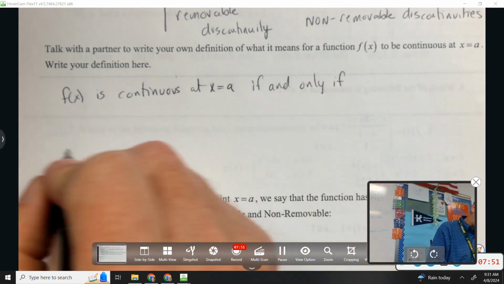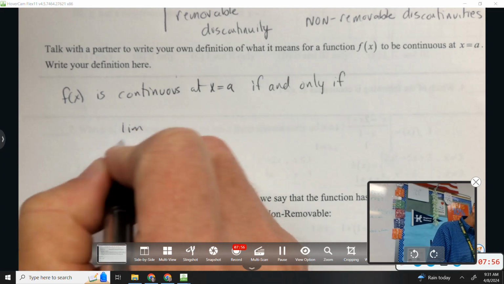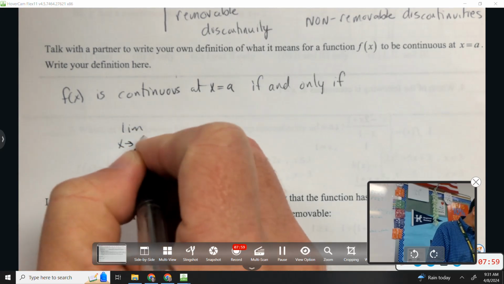So here's, it's like a three-step process. Limit as x approaches a from the left.